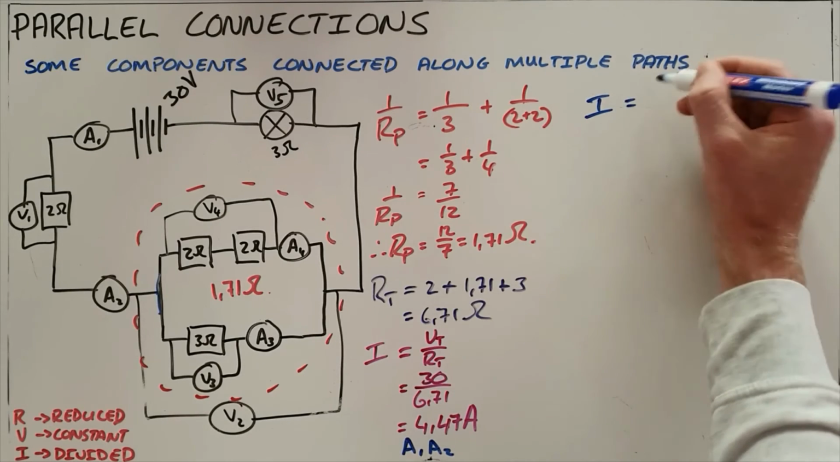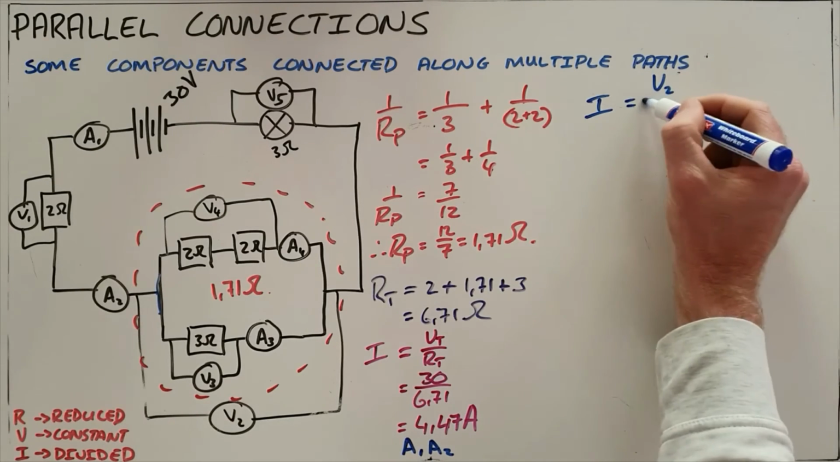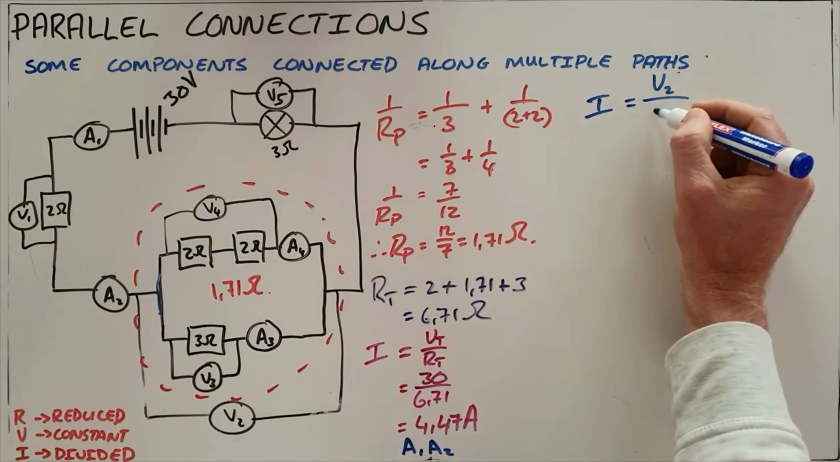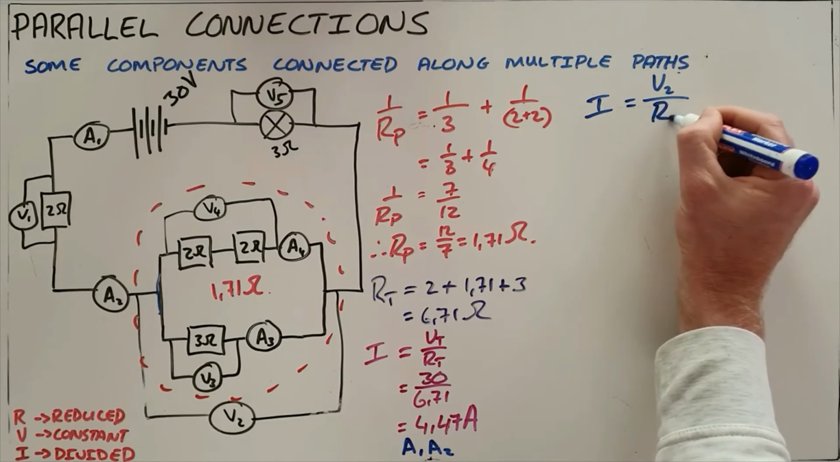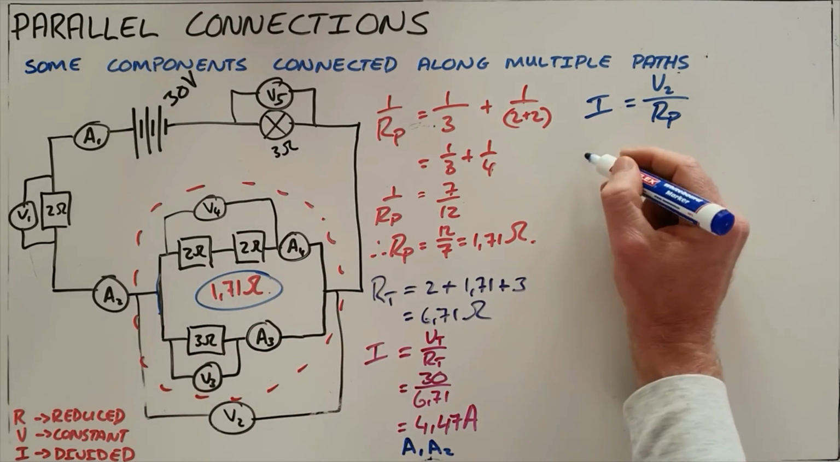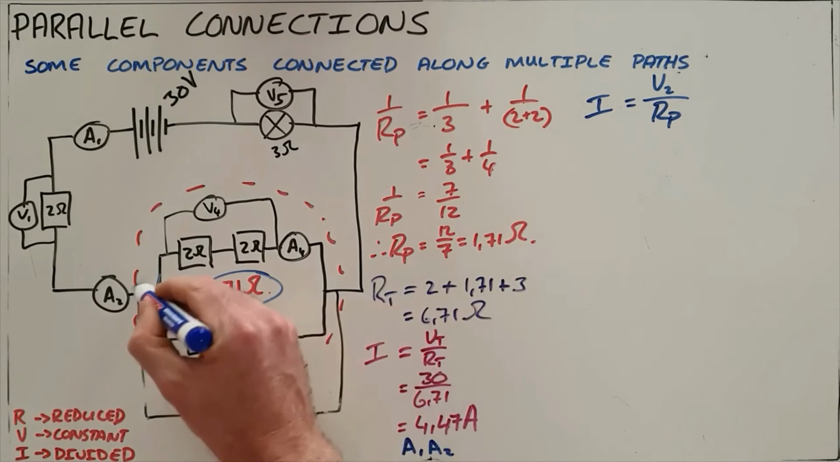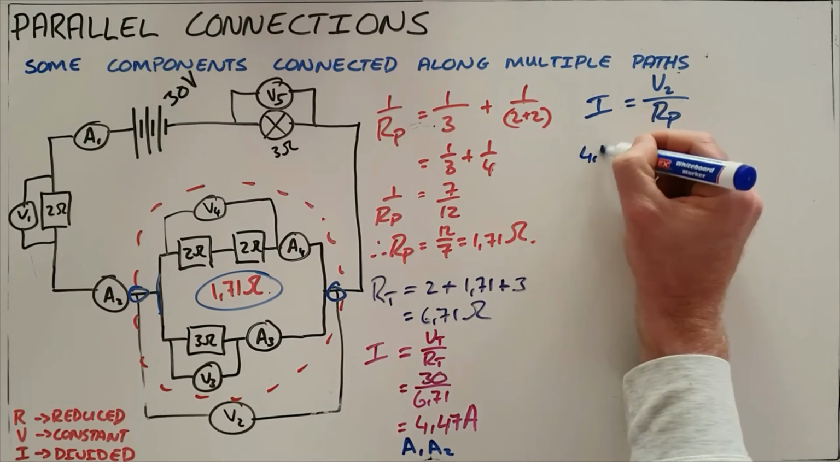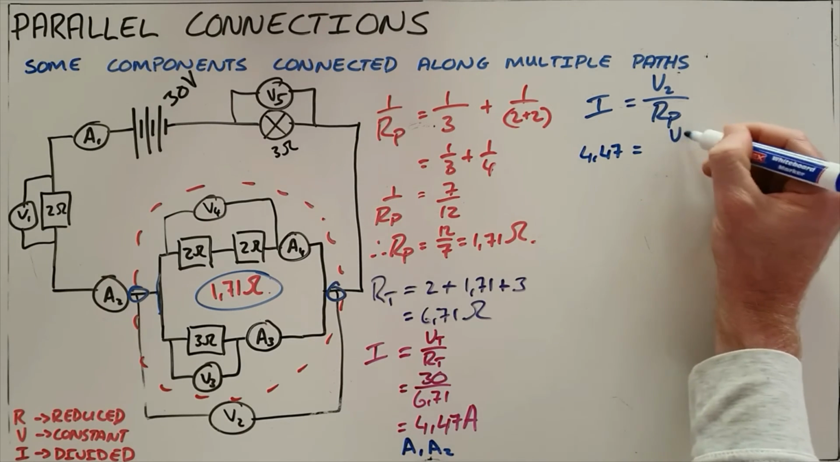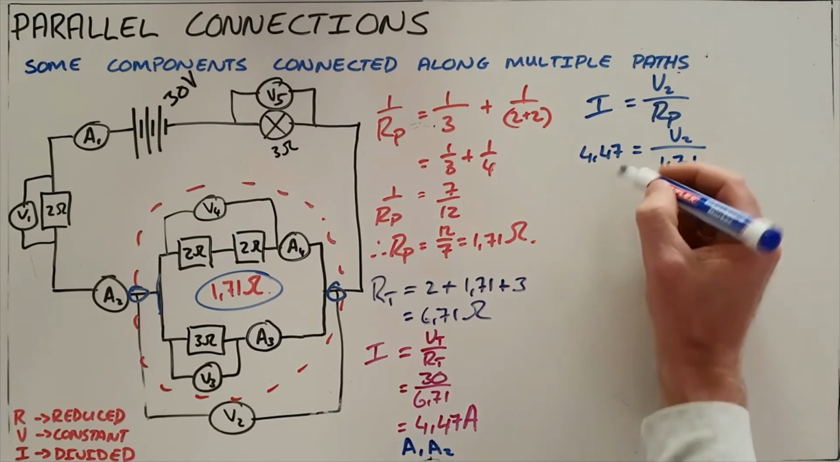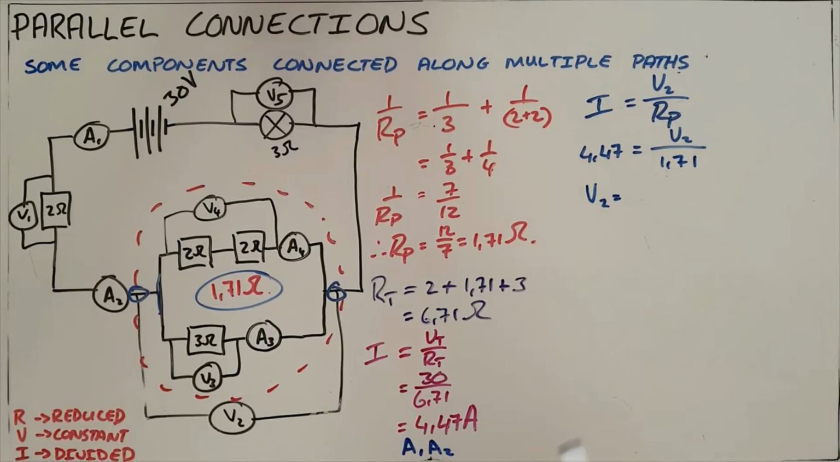What we now start to look at is what is the voltage measured by V2, and we can once again use Ohm's law. Ohm's law tells us that the current is directly proportional to the voltage across those 2 points and inversely proportional to the resistance. We know that the resistance is just the equivalent parallel resistance. So the current at this point is 4.47 amps, the voltage is our unknown, and the resistance is that parallel equivalent resistance of 1.71.